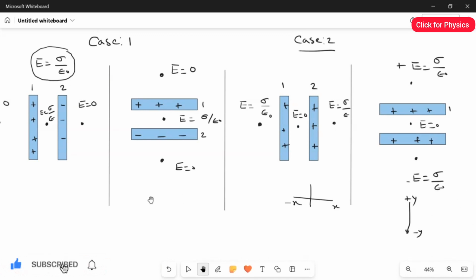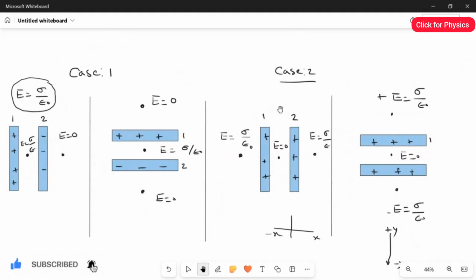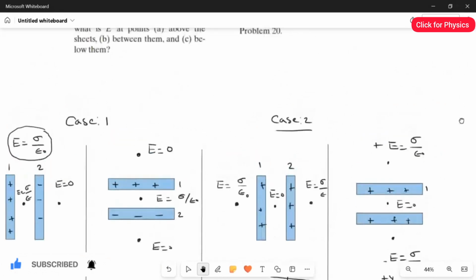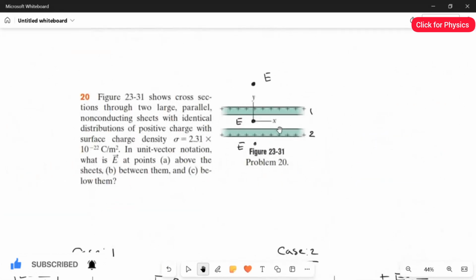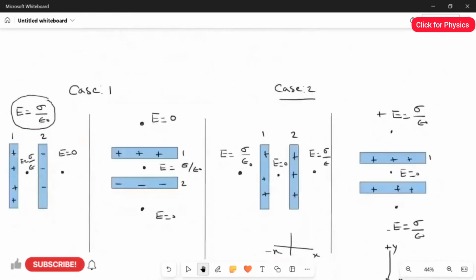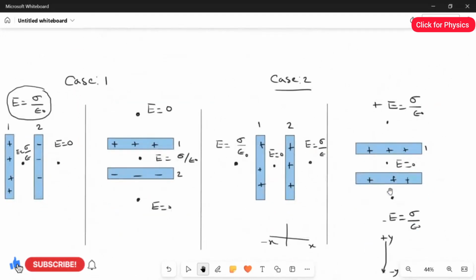So what type of diagram do we have? We just see these two cases. Here you can see the diagram. We have two sheets, and both sheets have positive charge. That means this diagram is exactly applicable for this question, right? So we will get some electric field on top of plate 1, and we will get electric field at the bottom of plate 2. So here this is our plate 2, right?